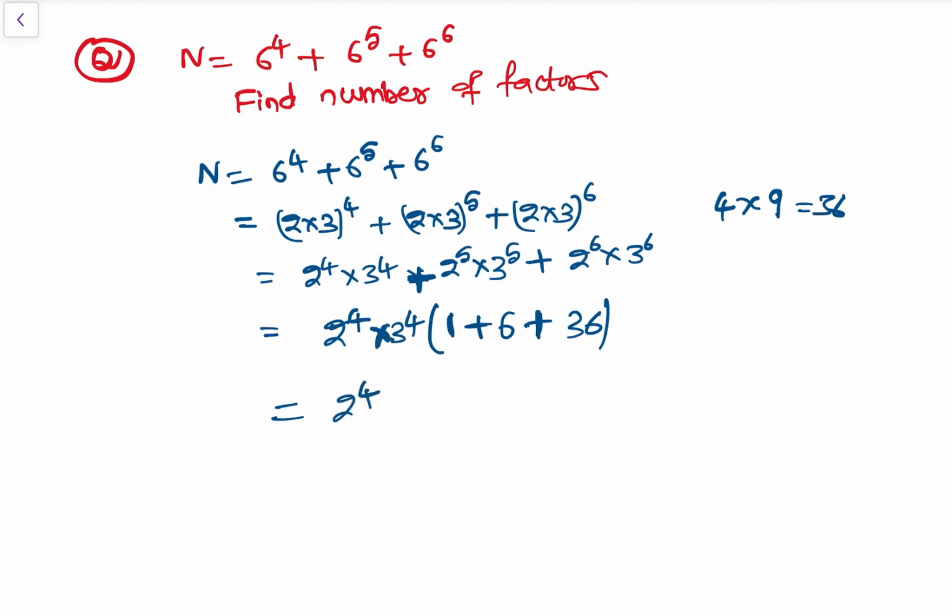सो अब 2 to the power 4 into 3 to the power 4 तो प्राइम नंबर्स ही है. सो इंटू 2 to the power 4 into 3 to the power 4 into 36 plus 6 is 42. 42 into 43. So again 43 is a prime number. प्राइम नंबर. अब ये कैसे प्राइम नंबर है पता चलना है.